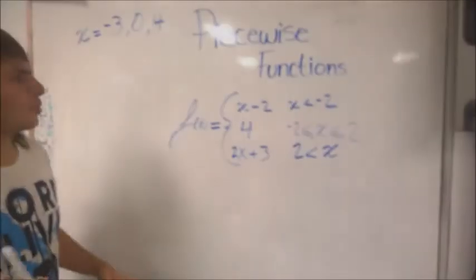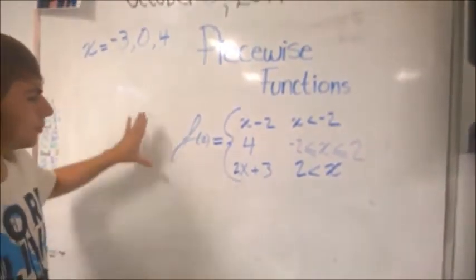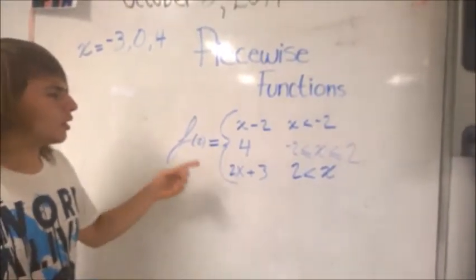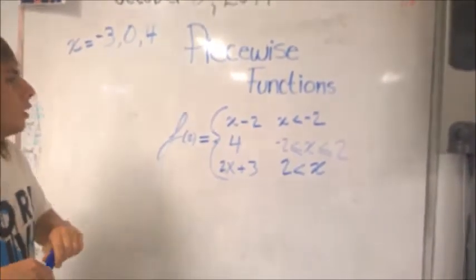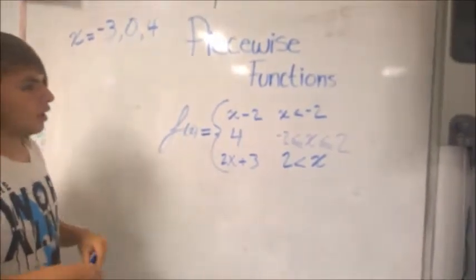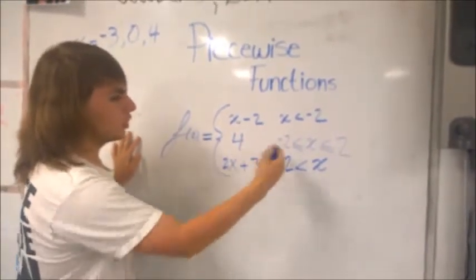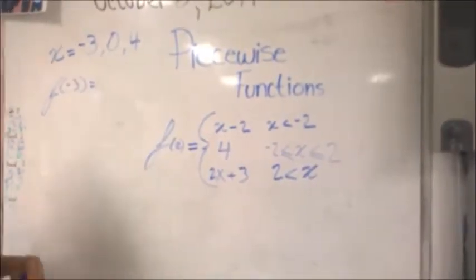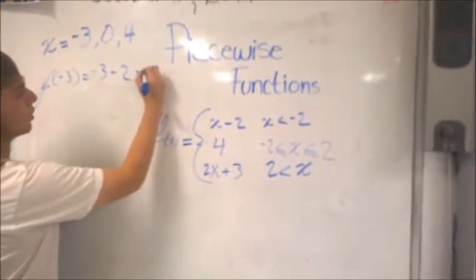Okay, we're going to be talking about piecewise functions. And basically what a piecewise function is, you have your f of x, and then you have several equations that follow it, but you use these equations when x meets a certain demand. So let's say, for example, we have x equals -3, and we're plugging it into this equation, and we go over here to our requirements, and it's if x is smaller than -2, we're going to use this equation. So f of -3 gives us -3 minus 2, and that equals -5.